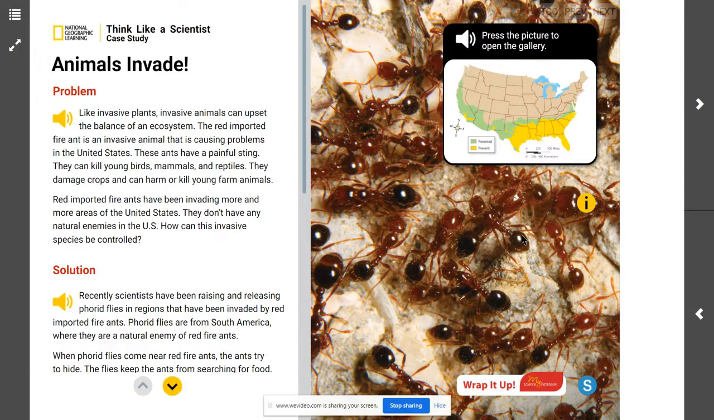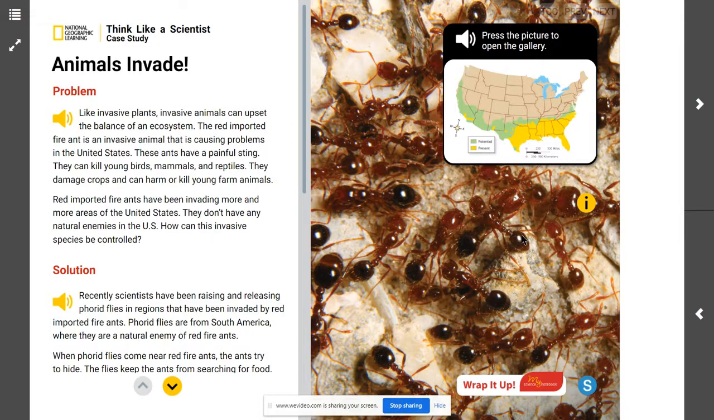So obviously the invader we're talking about is the red fire ant, and the question we're trying to solve for is, how can this invasive species be controlled? We know that they came from South America, and we know that they don't have any natural predators here. Ha ha! I like what some of you are thinking. You're thinking, well, if they have no natural predators here, did they have natural predators in South America? Something to think about.